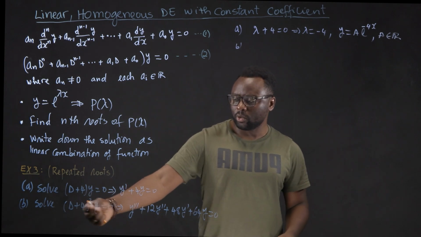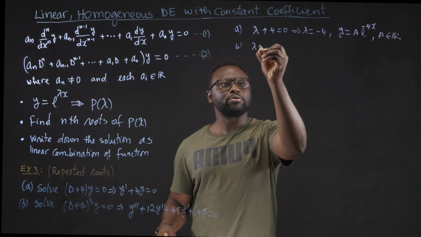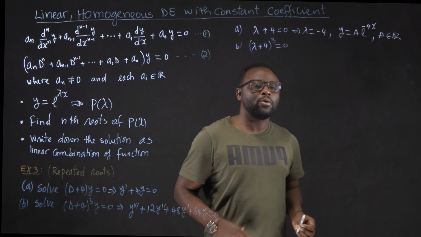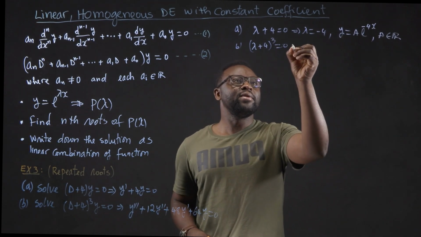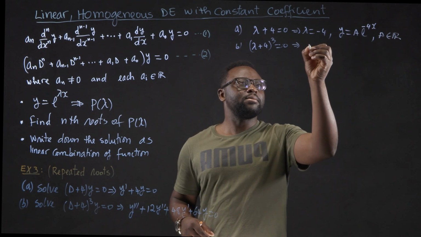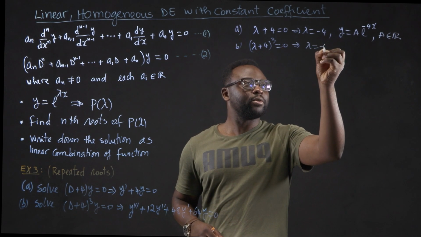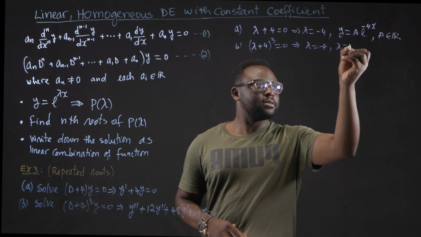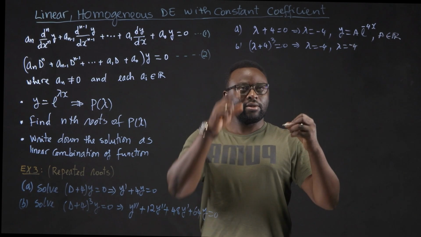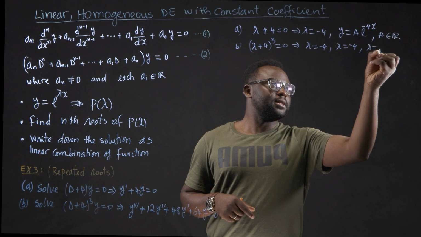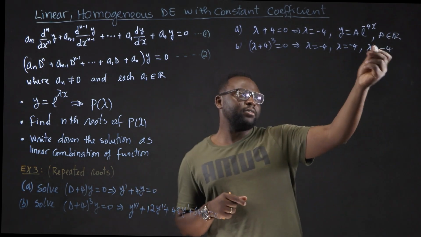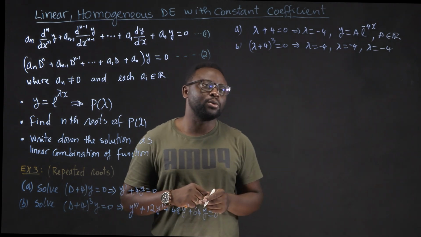Let's use this form, okay? This will be lambda plus 4 to the power 3 equal 0. What does it mean? This means that lambda is equal to minus 4, another lambda is minus 4, and another lambda is minus 4. This is called repeated root. So when we have repeated root, how do we write the solution?